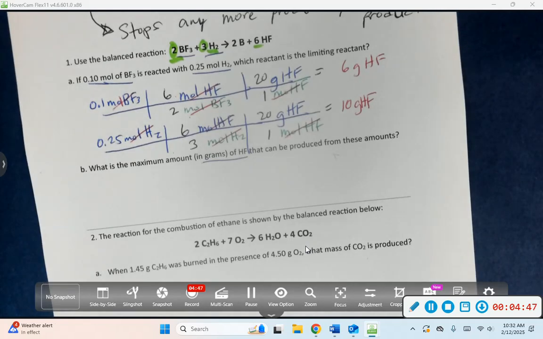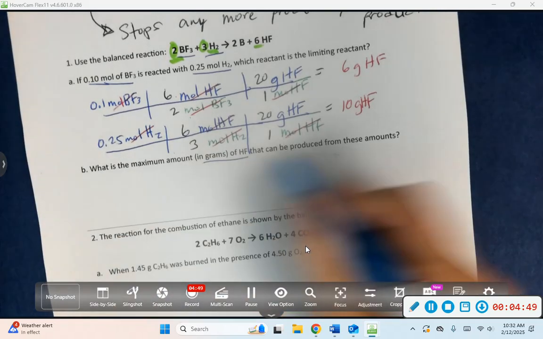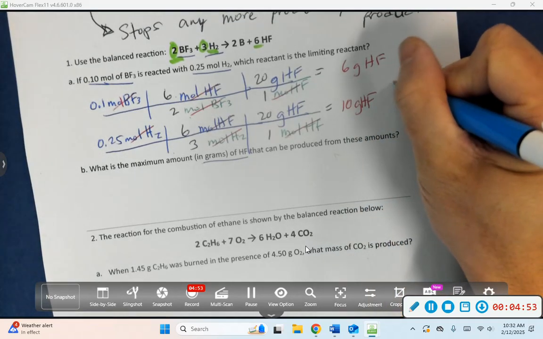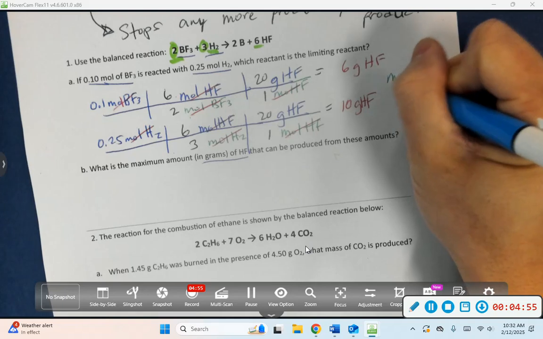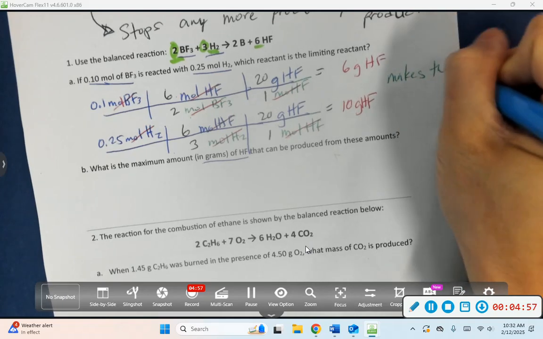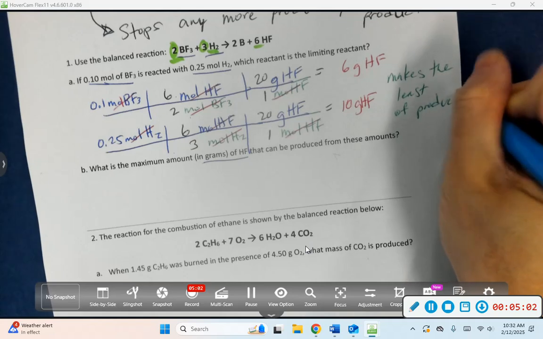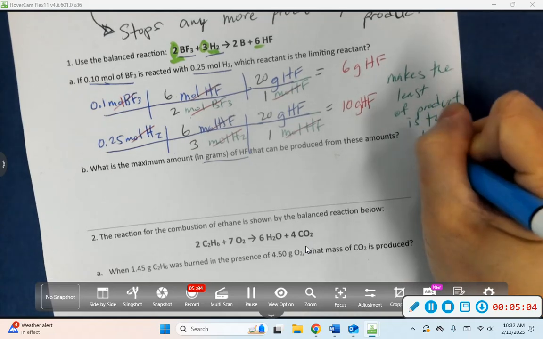All right, so let's answer: which one's the limiting reactant? The one that makes the least amount of product is the limiting reactant.